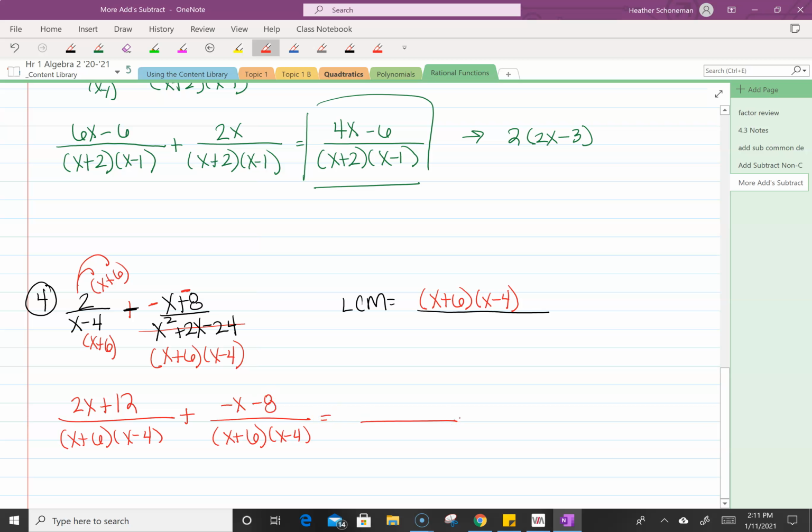Now that the denominators match, now I can combine them into one fraction. So I have x plus 6, x minus 4, and on the top, 2x and negative x is x, 12 and negative 8 is 4. Now, this is a group, and if this was minus 4, you'd be in business. But because it's plus 4, they do not cancel out. So this is your final answer.